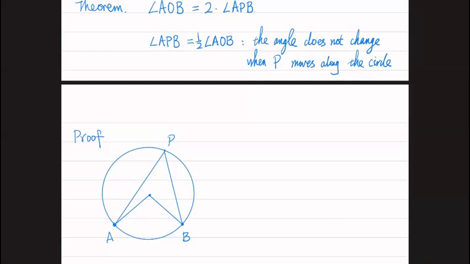We want to prove this angle is twice of this angle. So here I will give you one proof. In the homework, I will ask you to give another proof, two different proofs. So for this proof, I will connect the 2 points, P and O, and extend it. Draw the diameter.